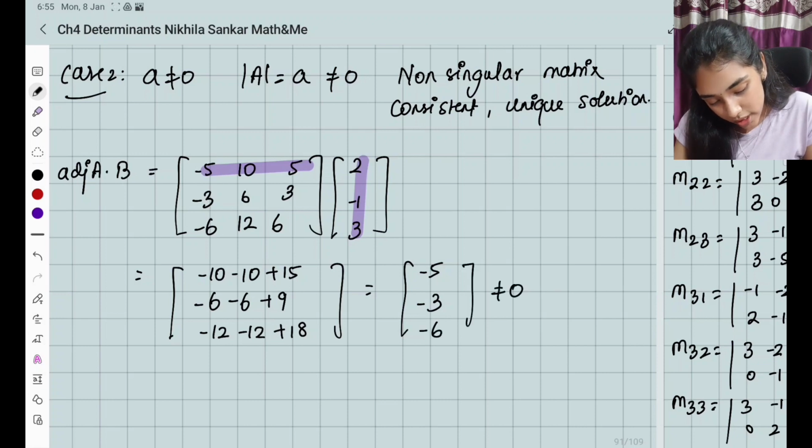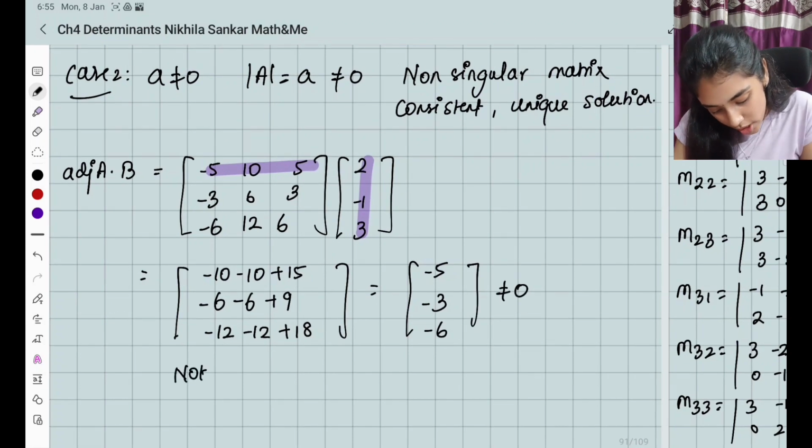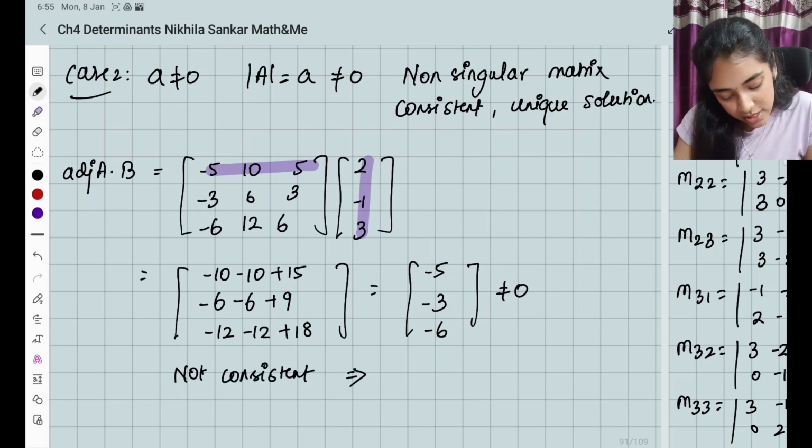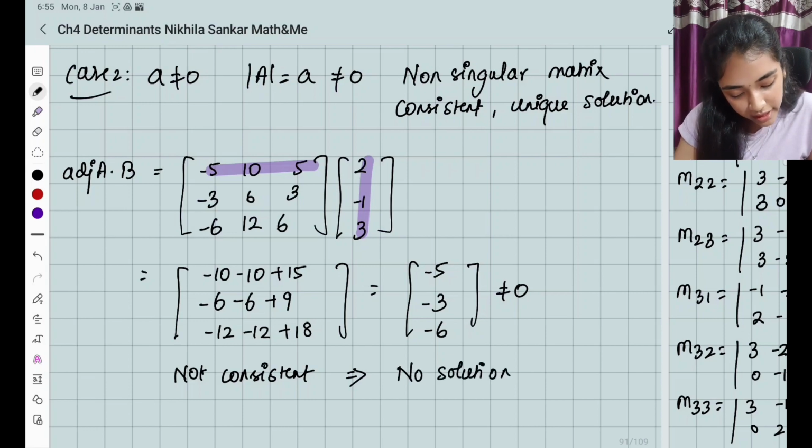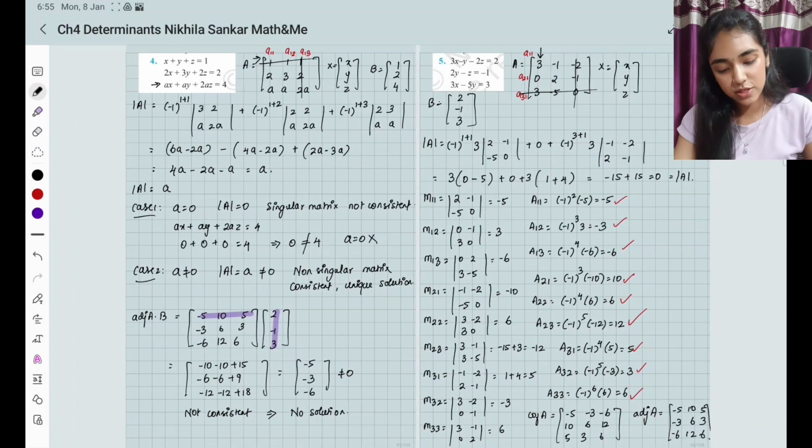So, this is not equal to 0, which means they are not consistent. If the result is not equal to 0, this is going to be no solution. Equal to 0 means infinitely many solutions. Okay, please copy.